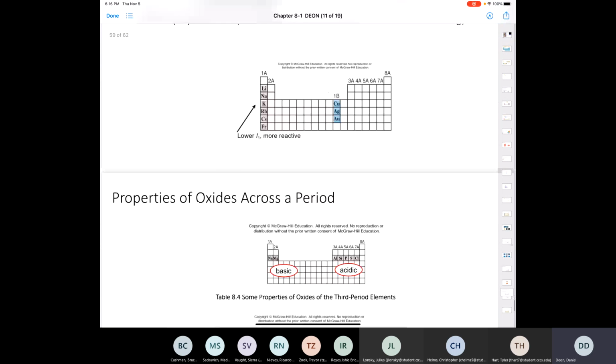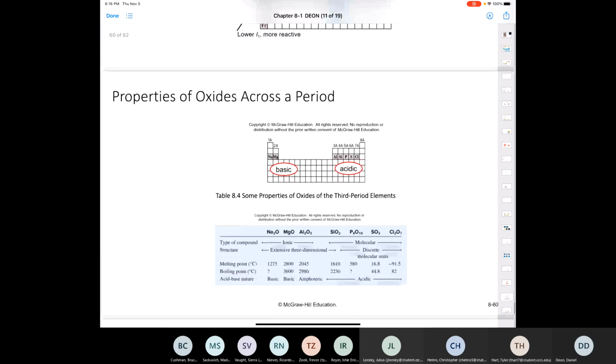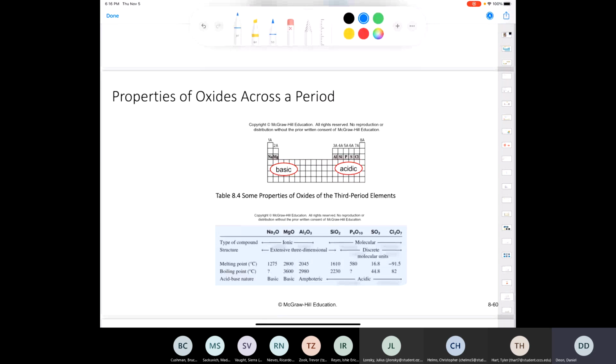Really, the last concept that I need you to know from this chapter deals with oxides from a period. We looked at metal oxides and non-metal oxides. What you need to understand is that when you take those oxides and look at their nature as being an acid or a base, as we go from metal oxides to non-metal oxides, their behavior goes from basic to acidic.